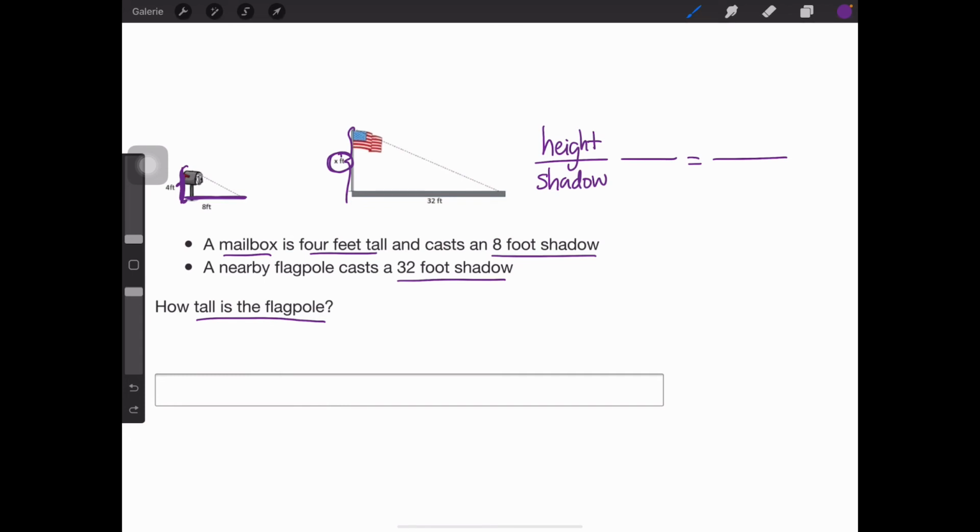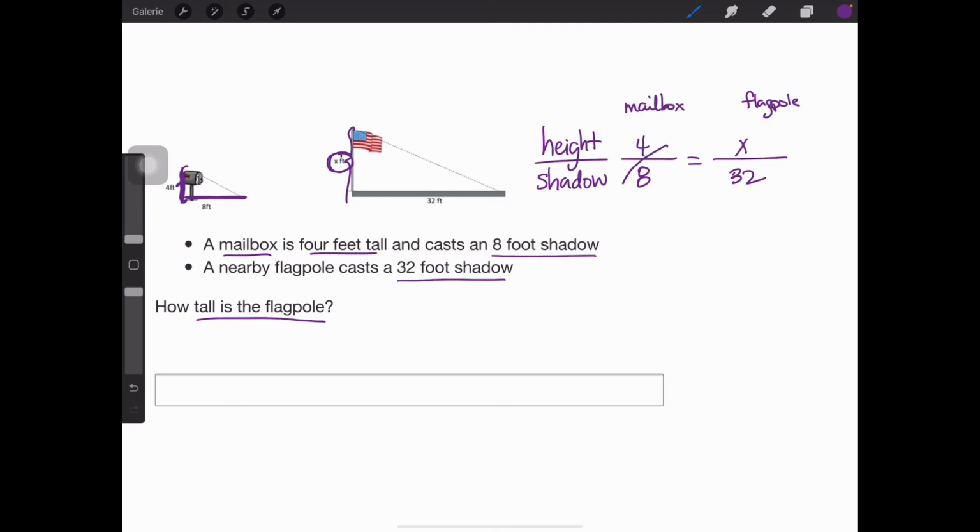So the height of my mailbox is going to be 4 feet, and the shadow is 8 feet. On the right, I have my flagpole, and my flagpole is X feet tall. We don't know how tall it is, but it is 32 feet for the shadow. And this should look fairly familiar.